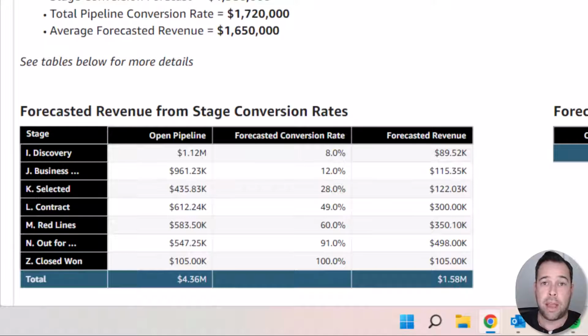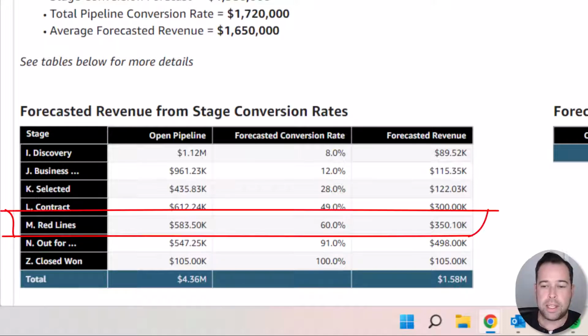Now again, this is going to recalculate every single day to be accurate to that day of what your forecast is going to be. So let's take a look at a single example. Looking at the table below, let's just focus on this red line stage. What this table is telling us is that in the stage red line, we have $583,000 currently open this quarter. The system is predicting that we're going to close 60% of that, which would yield $350,000. So the question becomes, why is it predicting 60%?